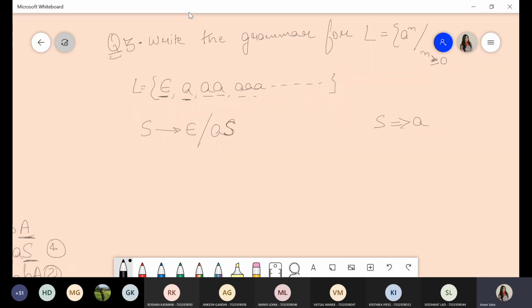If it is a single A, I can take this production AS and replace this S with epsilon. So it would generate A. If I want to generate double A, I can take AS, again replace it with AS, and this time S I am going to replace with epsilon. So it would be double A generated.